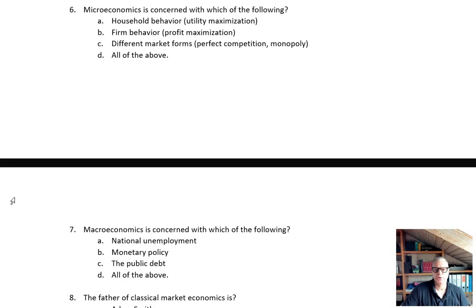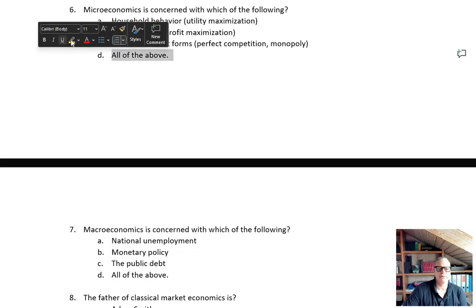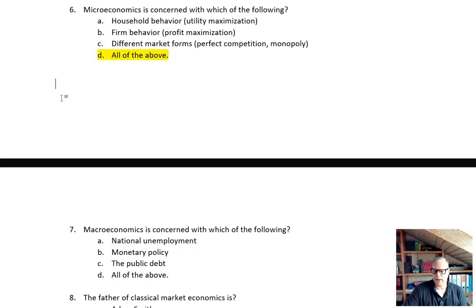Microeconomics is concerned with which of the following? A, household behavior? Yeah, that's correct. B, firm behavior? Yeah, that's correct. C, different market forms like perfect competition and monopoly? So that is all of the above. So again, microeconomics is concerned with the economic behavior of a single consumer, a single producer, or a single market.